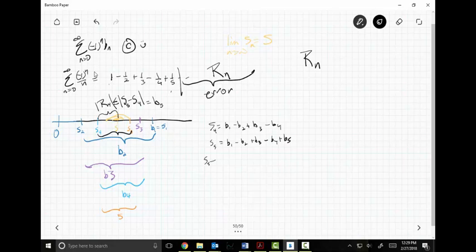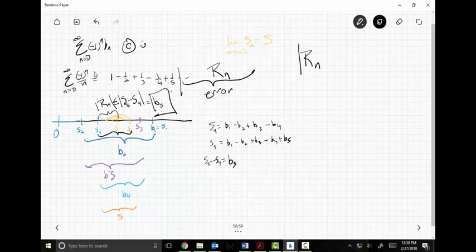S sub 5 minus S sub 4 is equal to B sub 5. Now, what did I just say? I just said that the error, if I go out 4 terms, is going to be less than or equal to not just the difference in the sums, but, way more easily, the 5th term. S sub 5 minus S sub 4 is just B sub 5, and we're there.